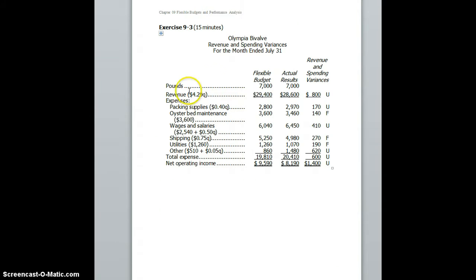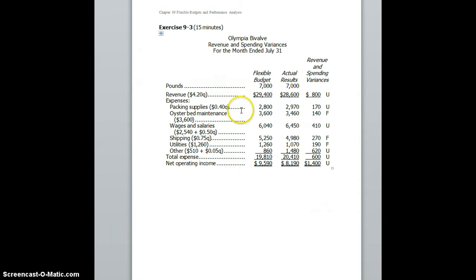Okay, and looking here, we calculate revenue. Revenue is $4.20 per pound. Flexible budget $29,400. Actually, though, we only had revenue of $28,600. So our actual results for revenue is less than the flexible budget by $800, and that's an unfavorable variance. Whenever the actual results are less than the flexible budget for revenue, that is an unfavorable variance.